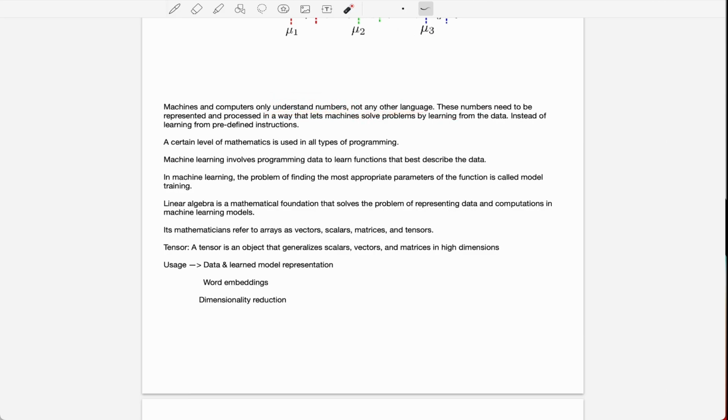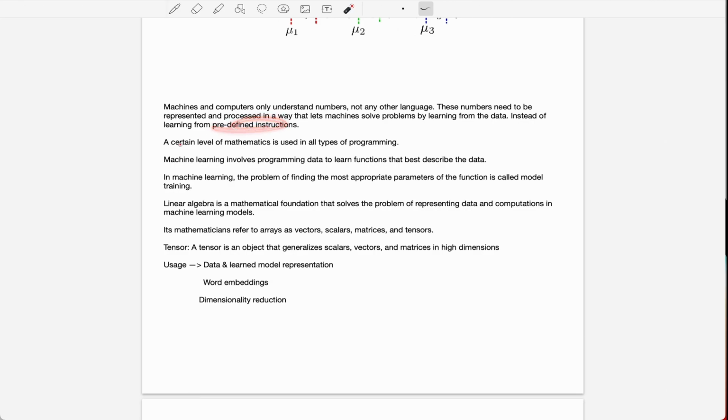So these numbers need to be represented and processed in a way that machines solve problems by learning from the data instead of learning from predefined instructions. So that's the main aim of machine learning. It has to learn from its data, not from predetermined instructions.